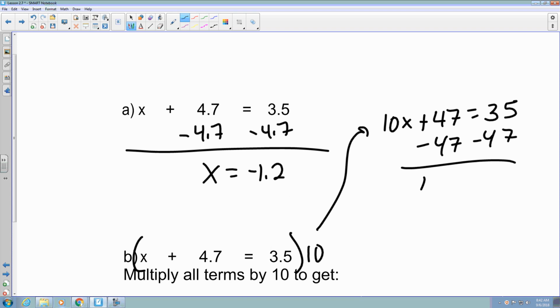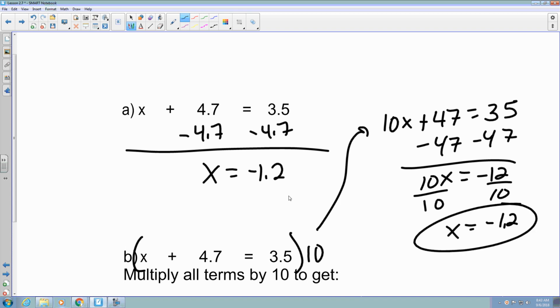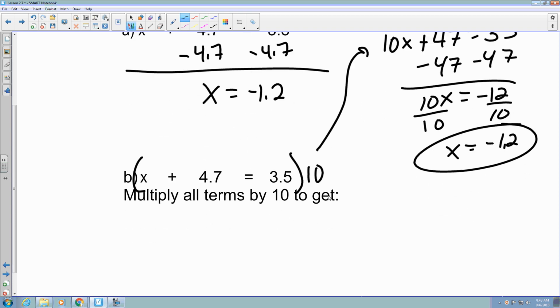All right, subtract 47 from both sides. I got 10x equals negative 12. Divide everything by 10. x is still going to equal negative 1.2. All right, it's all in how you see it. Both ways are perfectly good ways to solve it. It's all personal preference.